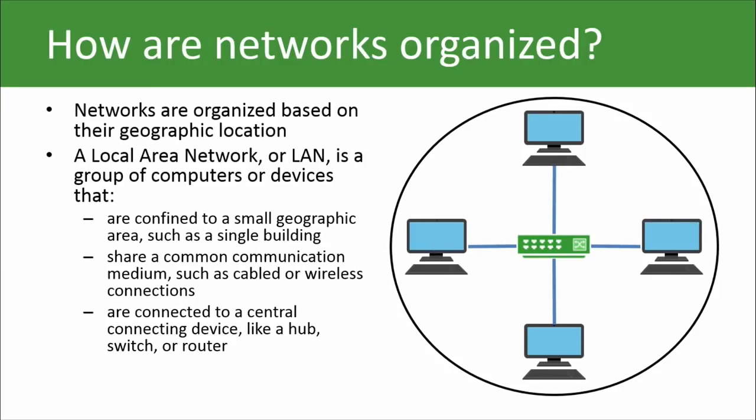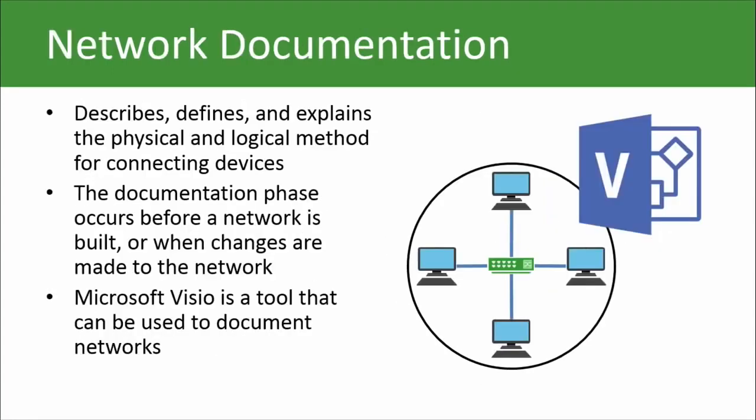A local area network, or a LAN, is simply a group of computers or devices that are featured in the same small geographic location, right? So like a school or a small office. They all share a common communication medium. So, you have cables like we talked about earlier, or also wireless connections. They're also connected to something called a central connecting device, which we'll detail here in a little bit. Those can be hubs, switches, or routers. All devices that are very important to learn about.